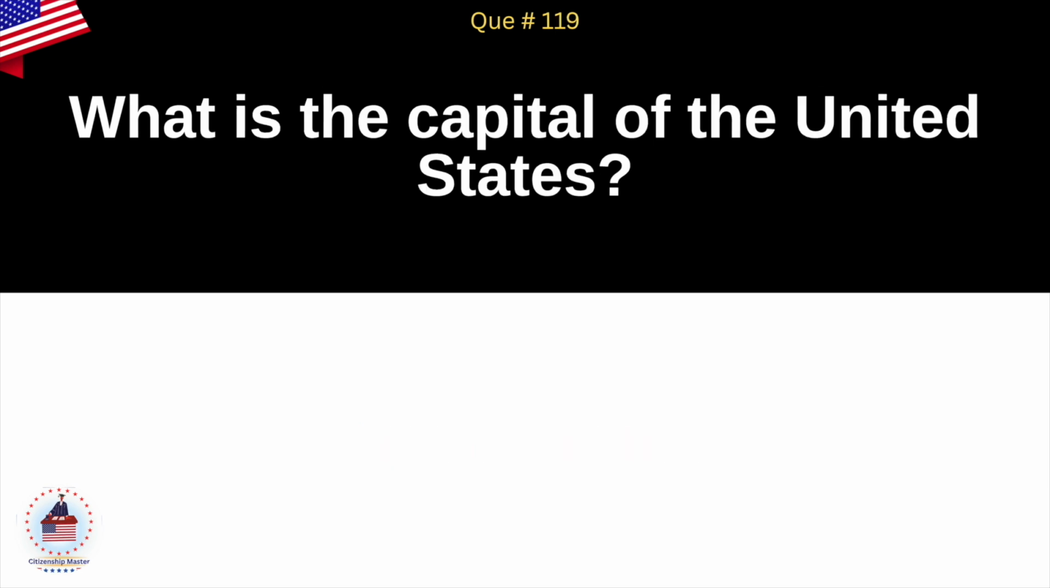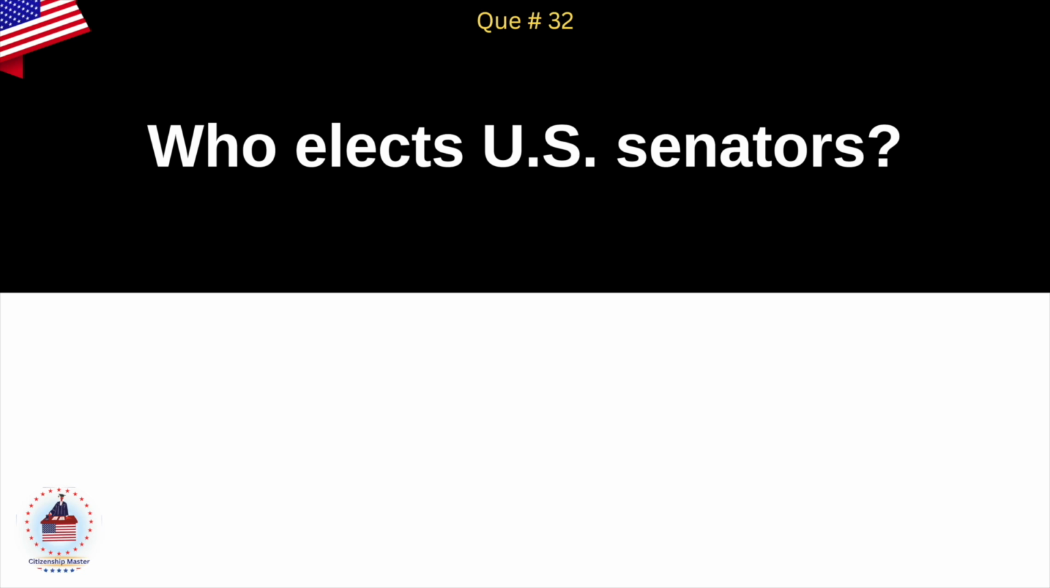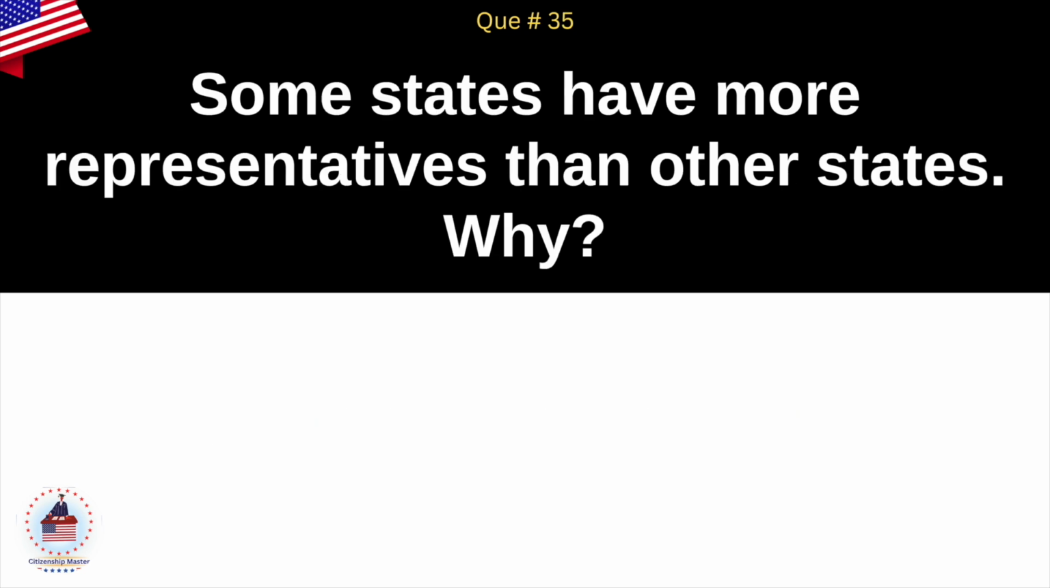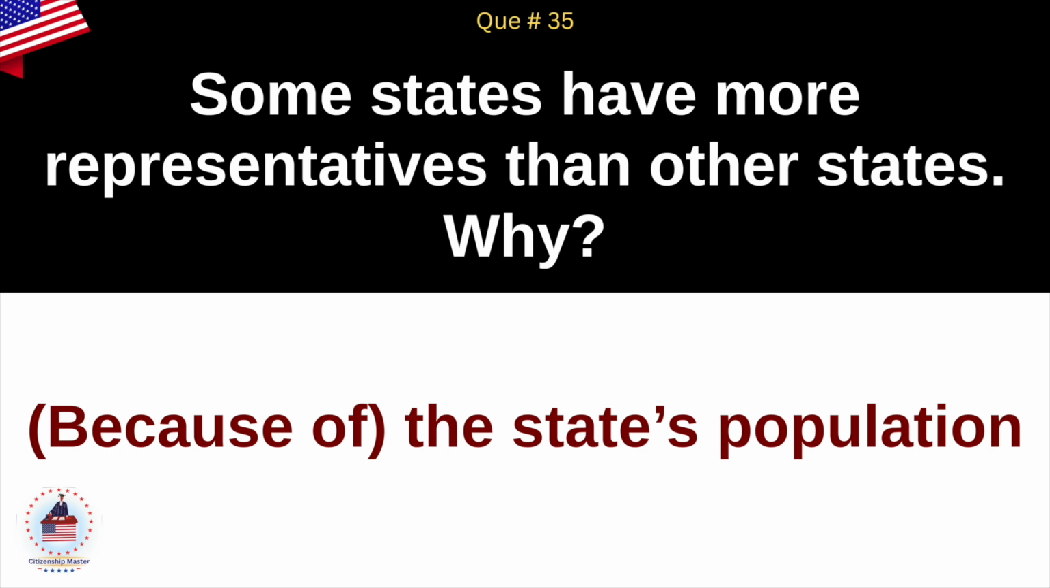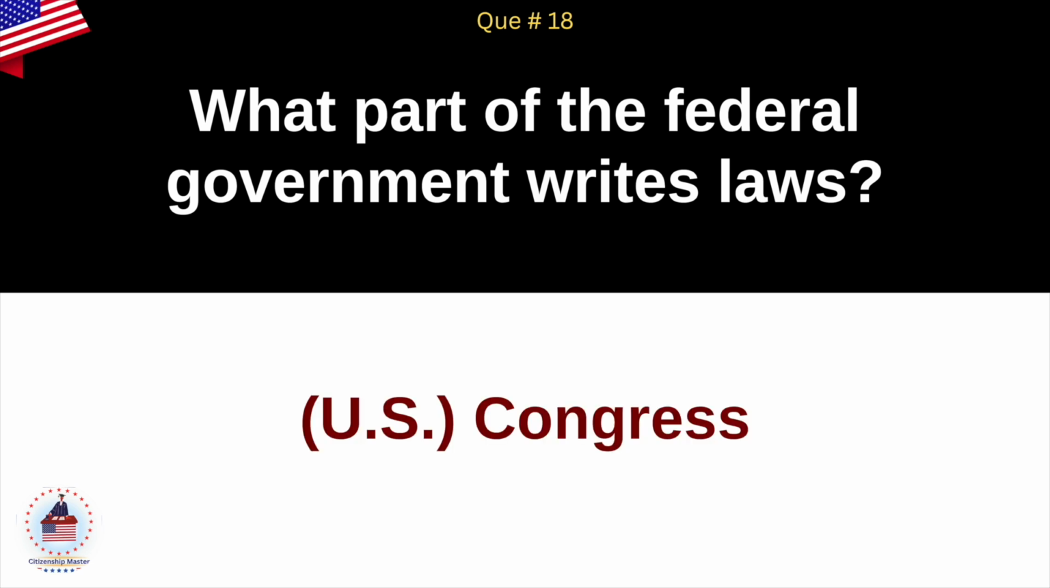What is the capital of the United States? Washington, D.C. Who elects U.S. senators? Citizens from their state. Some states have more representatives than other states. Why? Because of the state's population. What part of the federal government writes laws? U.S. Congress.